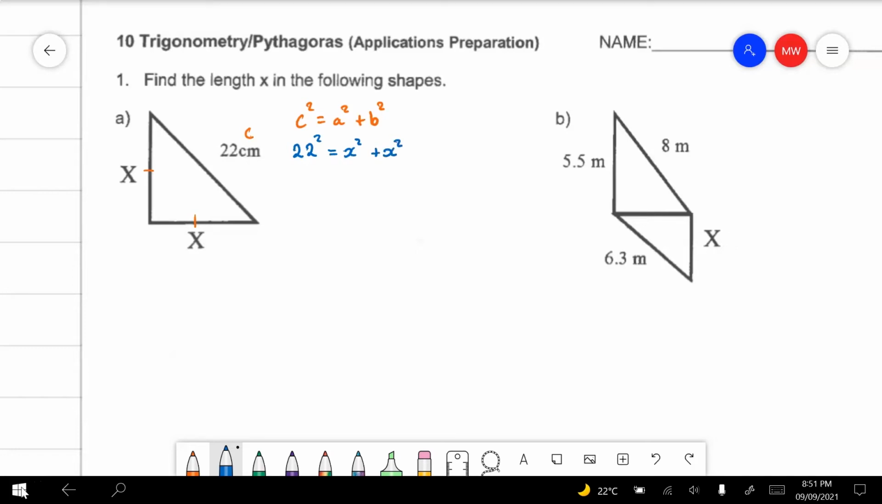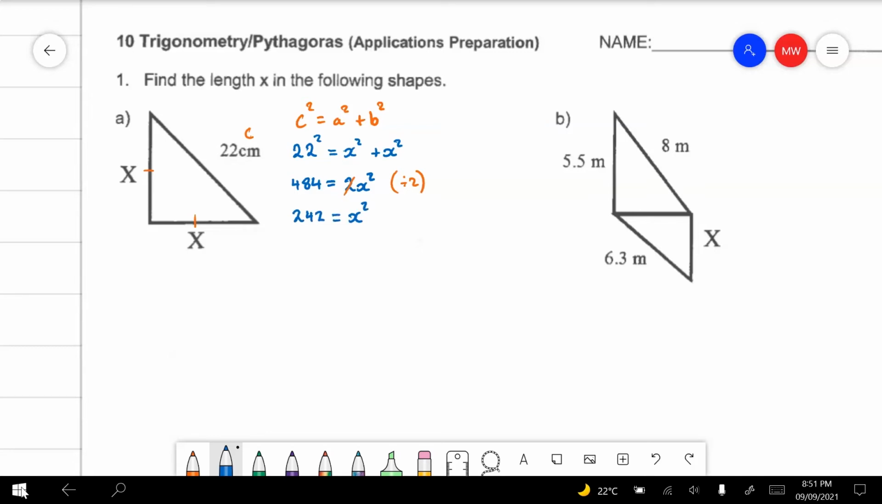What we'll do is we'll collect our like terms, and we might even solve 22 squared at the same time. So we'll have 484 equaling 2x squared. And now I'm just going to switch to the balance method. I'm going to get rid of that 2. So I'm going to divide by 2 both sides, and I'll find that I've got 242 equaling x squared.